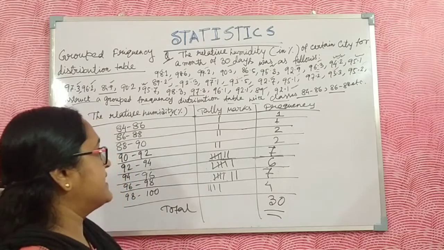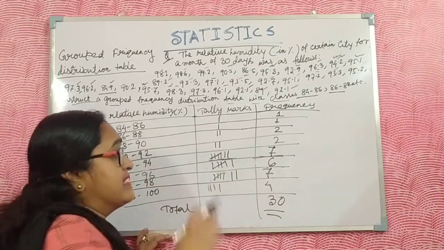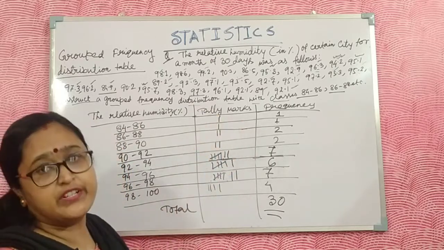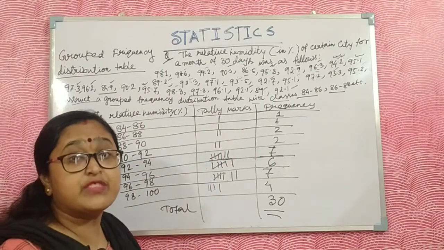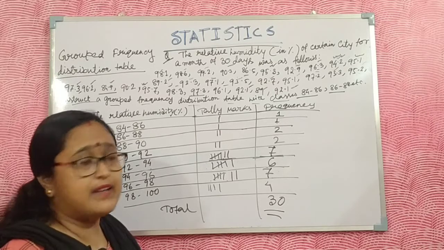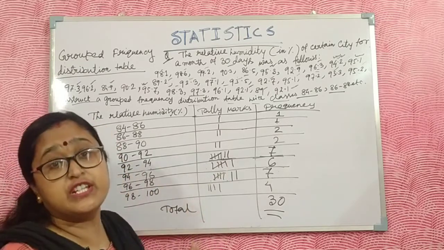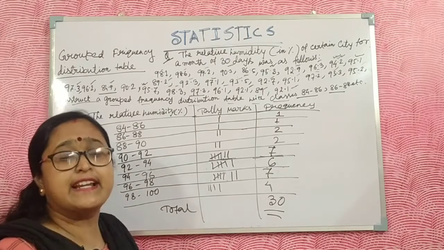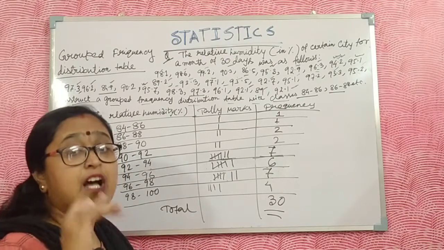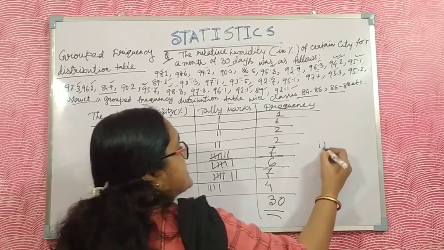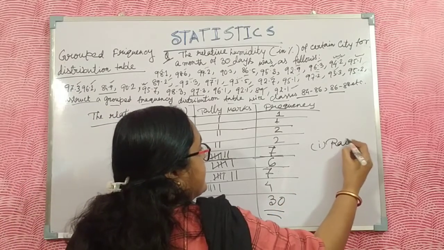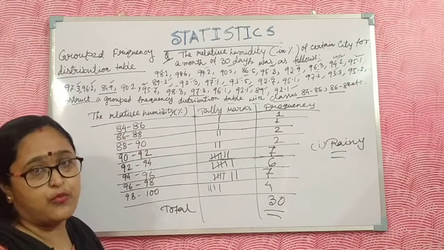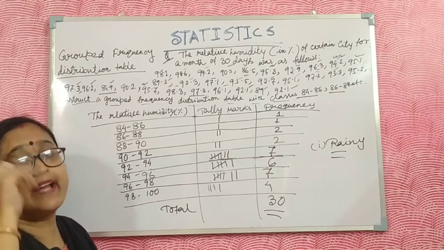And the question is, which season tells about this humidity? Which season do you think has so much humidity in which month? This is the rainy season. In the rainy season the humidity is the highest. Then the season is rainy. Okay, this type of question comes from this data also. And what is the range?